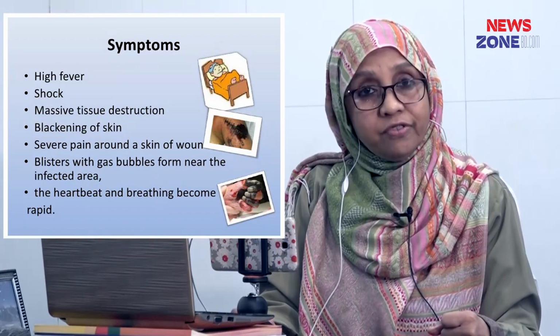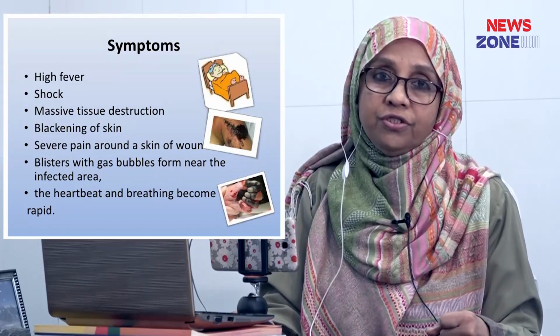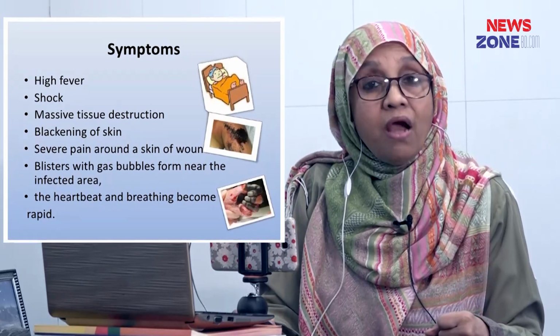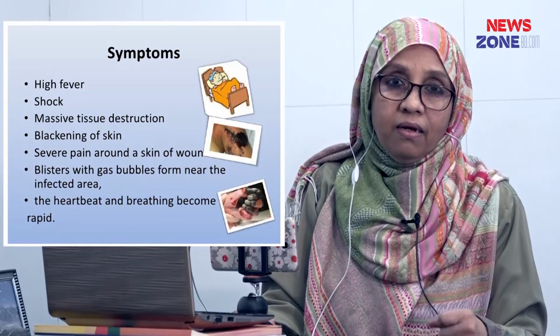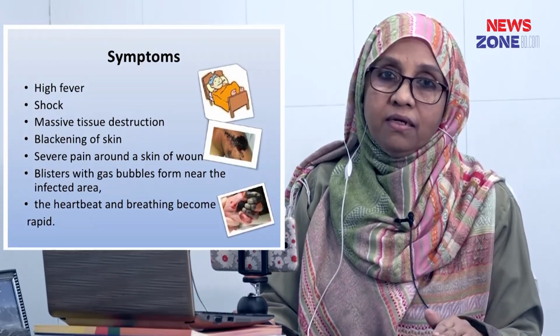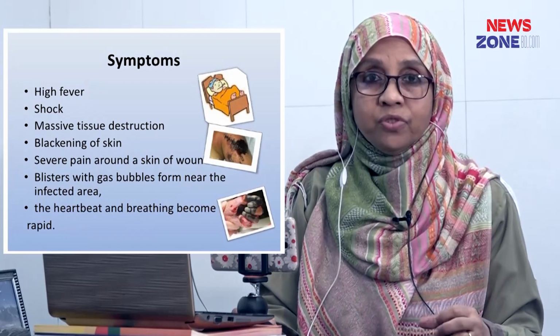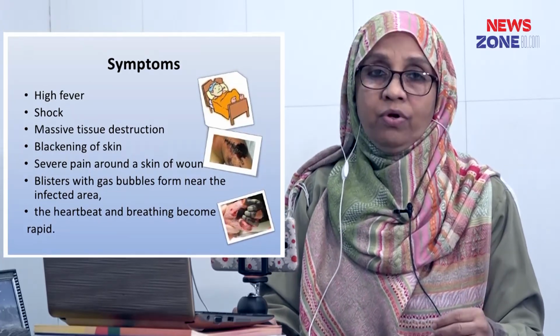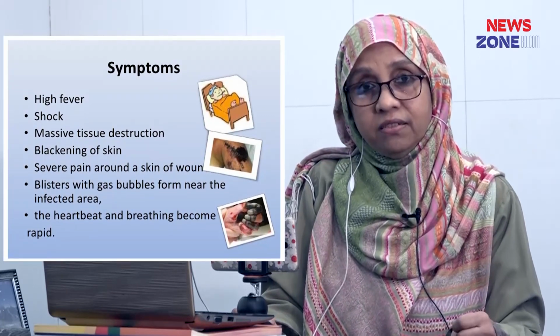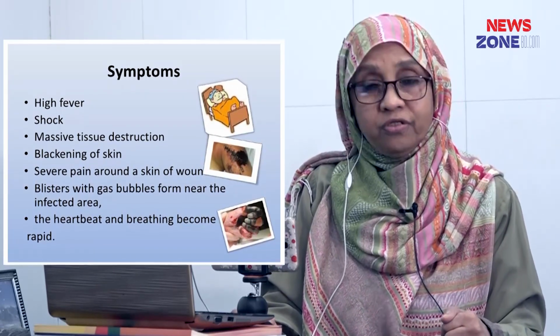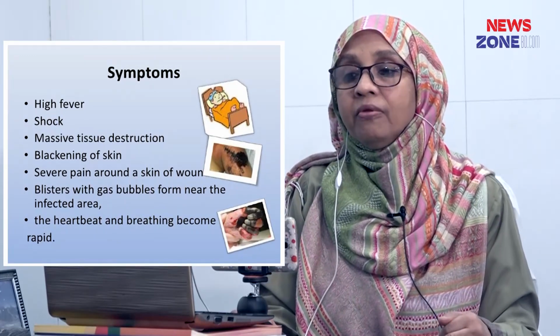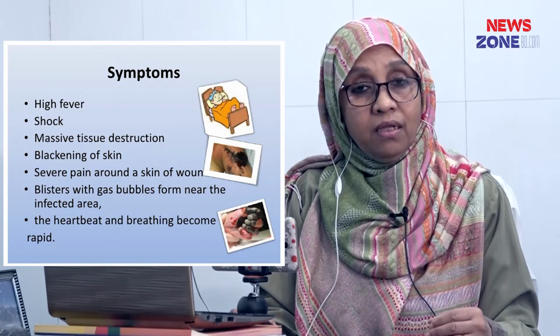What will the symptoms be? There will be high fever, there will be massive tissue destruction, so the patient may go into shock. Then there will be a very outstanding feature, blackening of the lesion. There will be blackening, discoloration of the lesion, and blebs or bullae of gas. You may not find the blebs, but you can feel crepitus at the site. Because of the gas, these blisters with gas bubbles will be near the infected area, and the patient's heartbeat and breathing will be rapid.